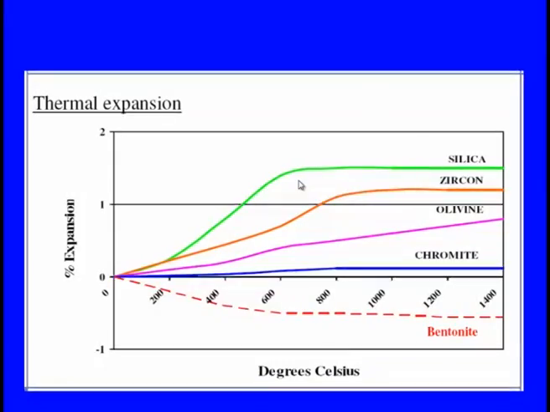Now let us see the thermal behavior of these sands. The y axis is the percentage expansion, and the x axis is the pouring temperature, and we can see the behavior corresponding to the temperature. Let us see the silica sand. This green colored one indicates the silica sand's thermal behavior.